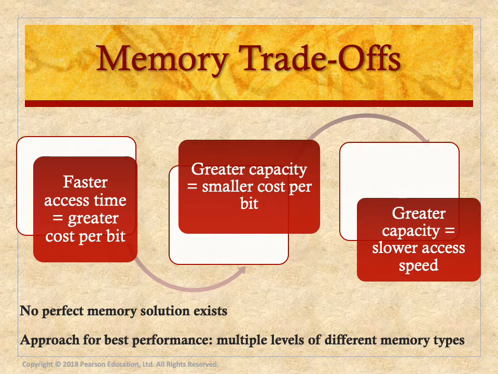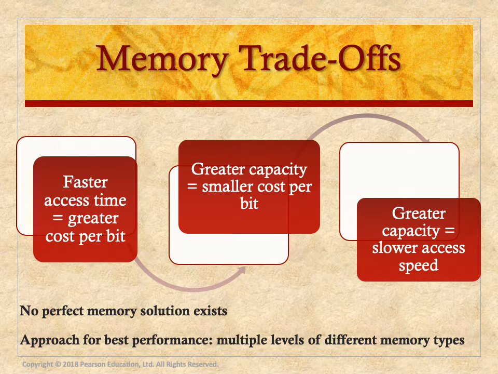On the previous slide, we already mentioned that no perfect memory solution exists. We cannot build memory that is great in all characteristics like capacity, access time, and cost. The following trade-offs hold for the key characteristics of memory. The faster the access time, the greater is the cost per bit. The greater the capacity, the smaller is the cost per bit. And the greater the capacity, the slower is the access time. So if one wants to design a computer system, these trade-offs need to be taken into account.